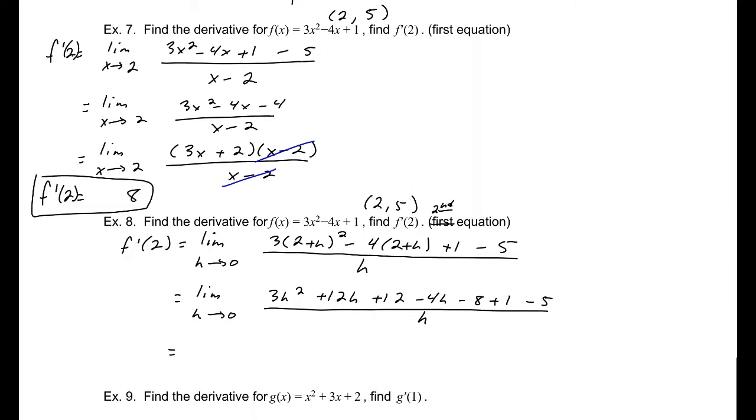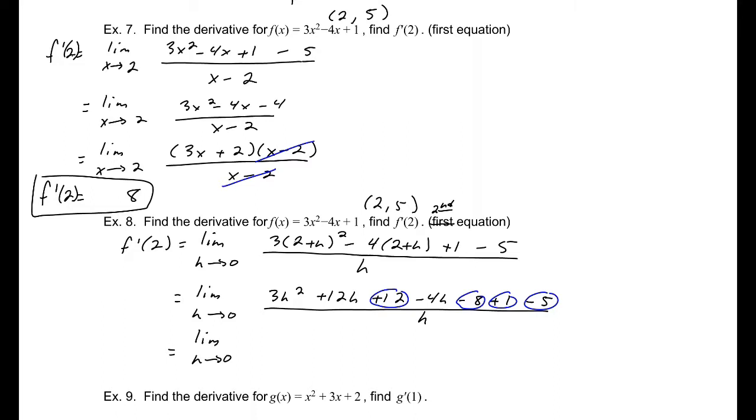If you notice, some terms cancel out. We cancel out, let's see, 12 minus 8 plus 1 minus 5. So that would be 4, 5, that is 0. Okay, all that cancels out. So we are left with a bunch of h terms.